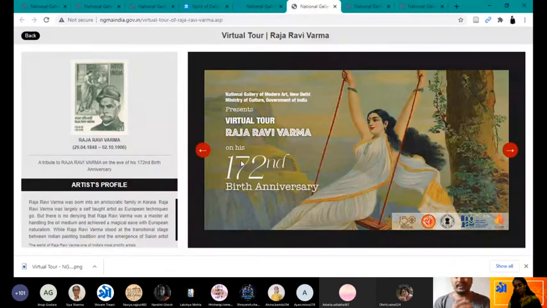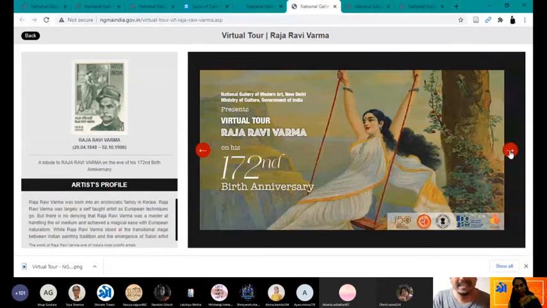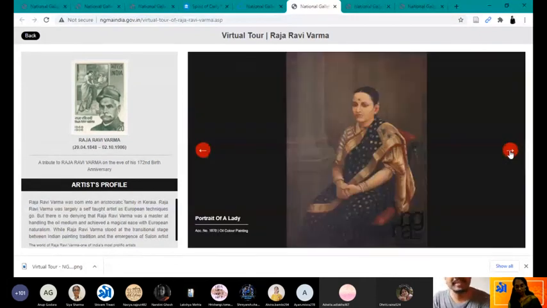Let's move to the sharing screen. Now we are seeing on screen Raja Ravi Verma's painting. Obviously, you can come and see the physical painting. Let's go to the next slide. This is the opening slide. You can have the links from Binsi. I have shared all the links. You can just write NGMA India.gov.in and you can reach our website. You can see the virtual tour.